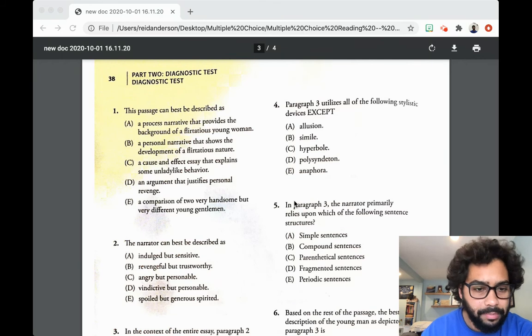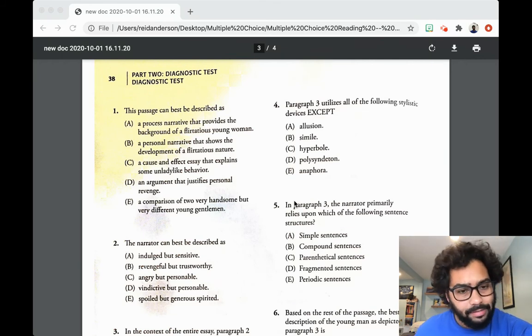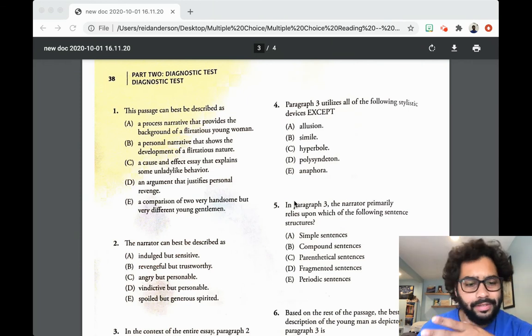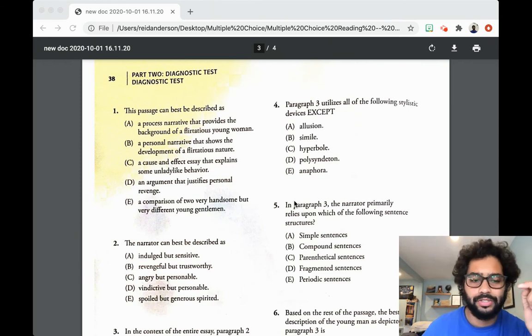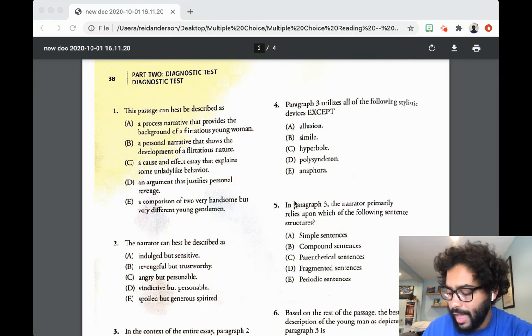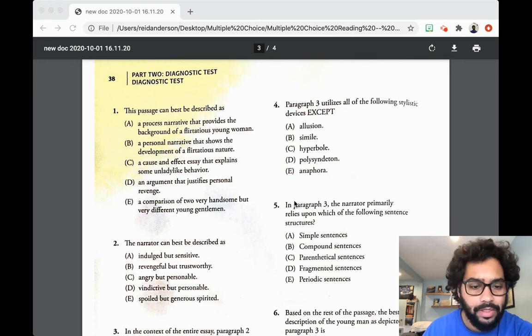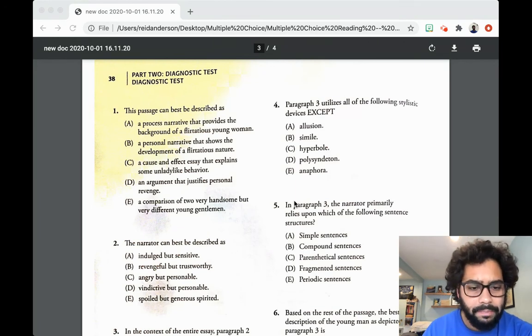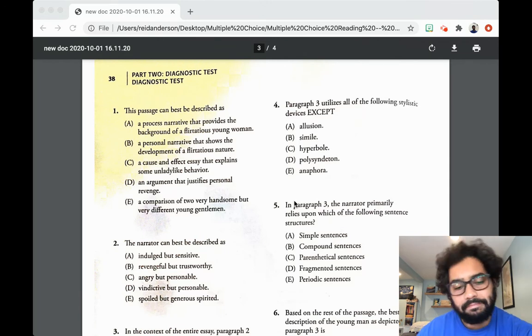So number 2, the narrator can best be described as: A, indulged but sensitive. Well, definitely indulged. They think they're great and everything, but sensitive, maybe. B, revengeful but trustworthy, maybe. The key with these types of questions is that you have to have both of them. So A, I'm not sold with. B, I'm not sold with. C, angry but personable. D, vindictive but personable. E, spoiled but generous spirited.